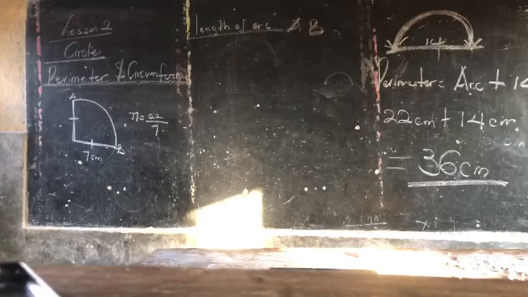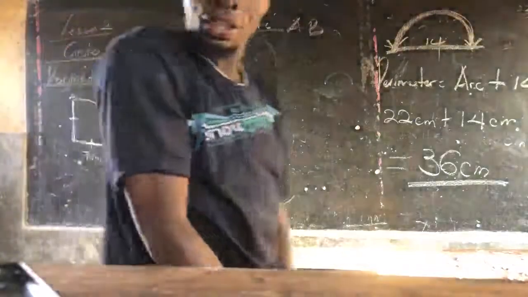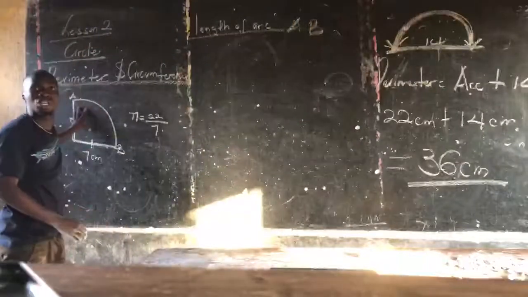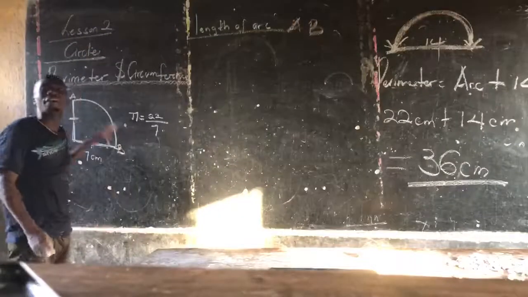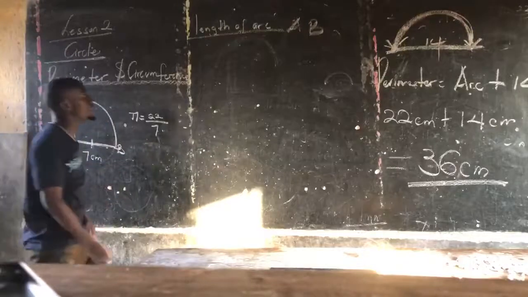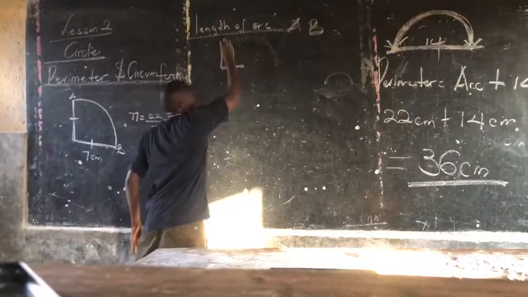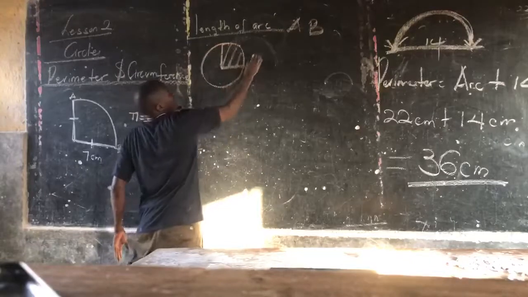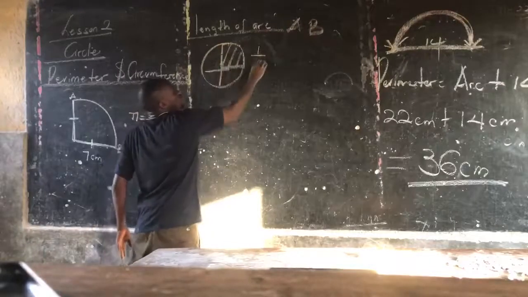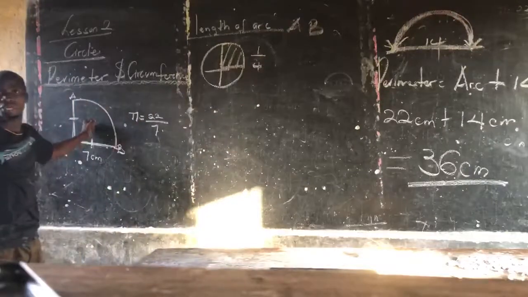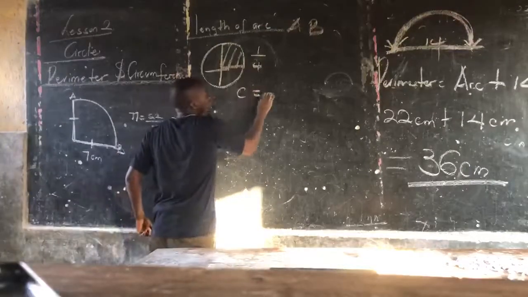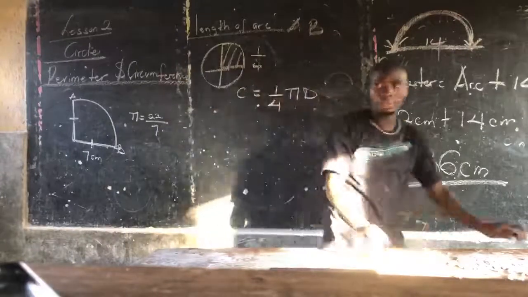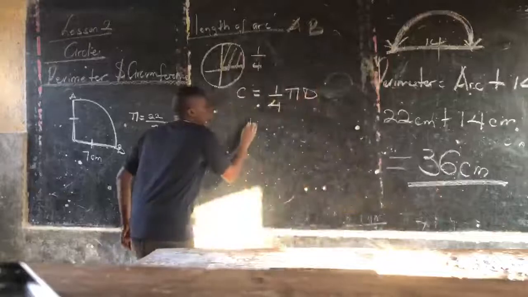Length of the arc. We are still dealing with circumference. This is pi times diameter. Which fraction is this? Is this a quarter, a half, three quarters? Which fraction has been given? If I complete my circle, this part is 1 over 4. So this is a quarter. So the circumference becomes a quarter times pi times diameter.